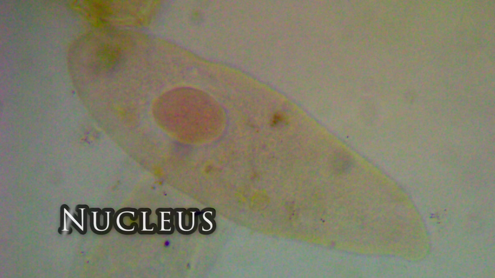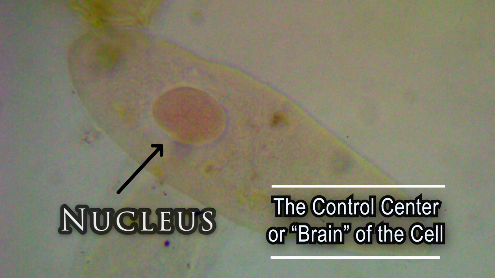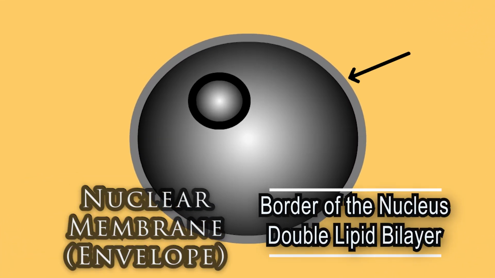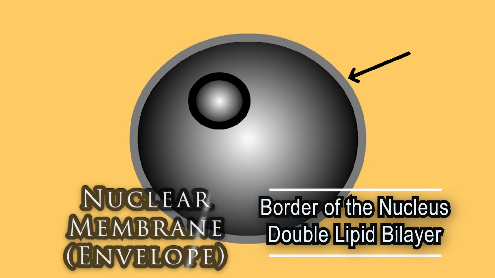The nucleus is like the brain of the cell. It's the control center of the cell. The nucleus is surrounded by a nuclear membrane. The nuclear membrane is a double bilayer, 4 layers of lipid, sometimes called the nuclear envelope. I guess they call it that because it envelops the nucleus. You know, if I was going to send a letter and I wanted it to get there really fast, I would use a nuclear envelope.